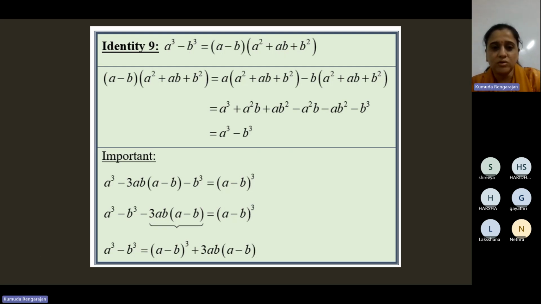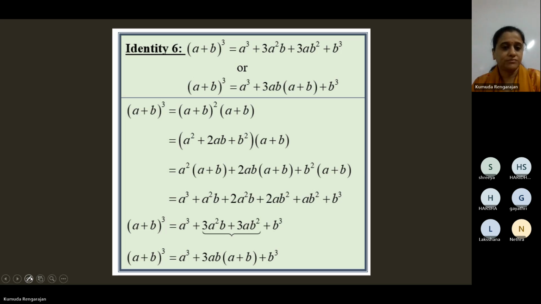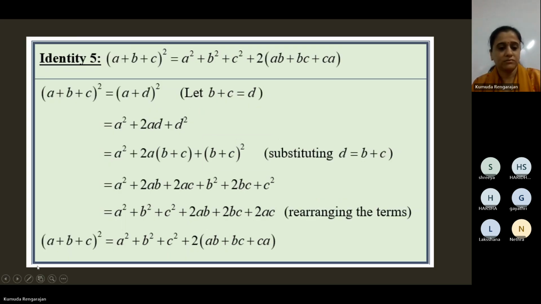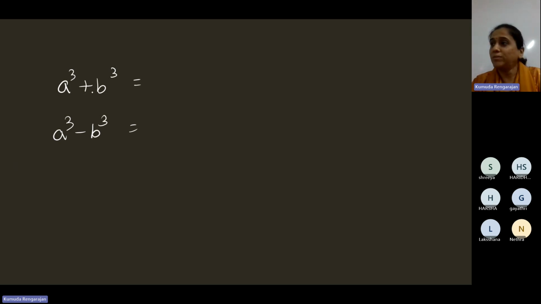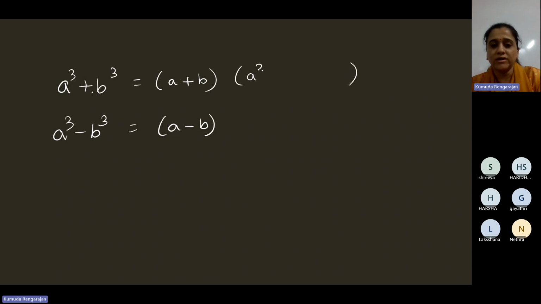So now let's write it. Let's just look at the terms: a, ab, then a square, b square. So we are talking about a cubed plus b cubed and a cubed minus b cubed. A cube plus b cube, the first bracket will have a plus b. A cubed minus b cube, the first bracket will have a minus b. The terms in the second bracket are a square, ab, and b square. A square, ab, b square, not 2ab.